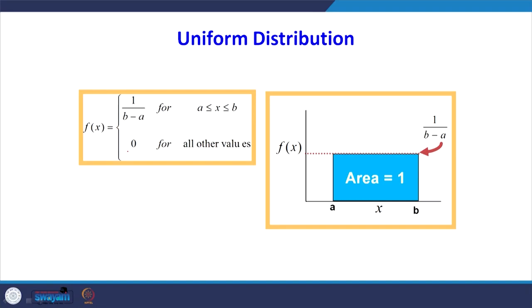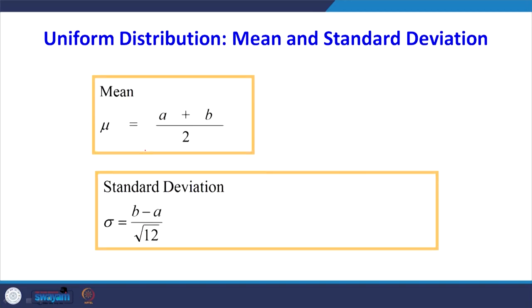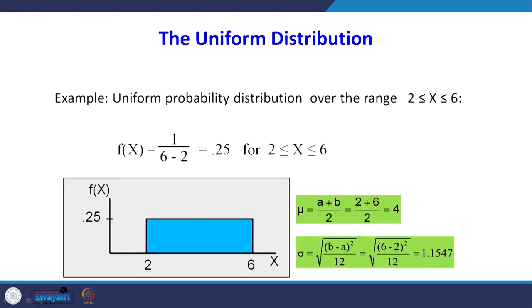In other intervals, the value of f of x is 0, and the total area equals 1. The mean of a uniform distribution is mu equal to (a plus b) divided by 2, and the standard deviation is (b minus a) divided by root of 12. This is a very standard result; for the derivation you can refer to some textbook. Now, we will see some problems using the uniform distribution.